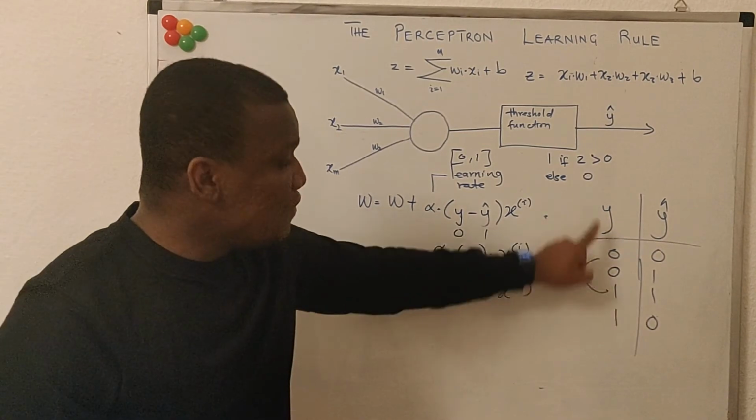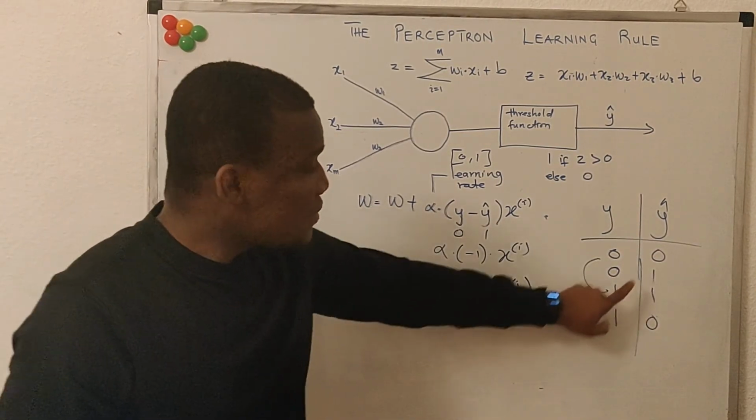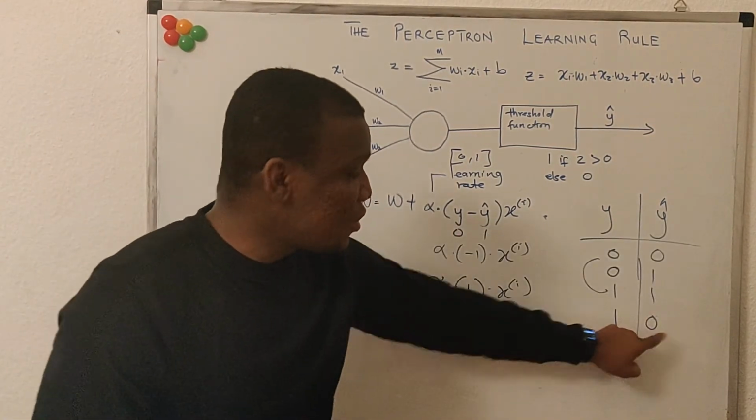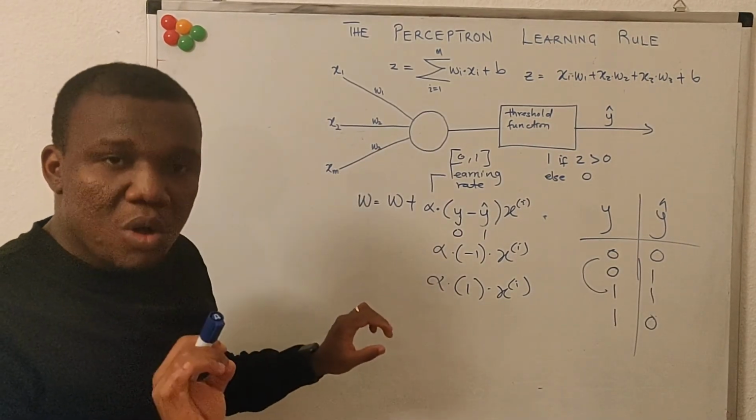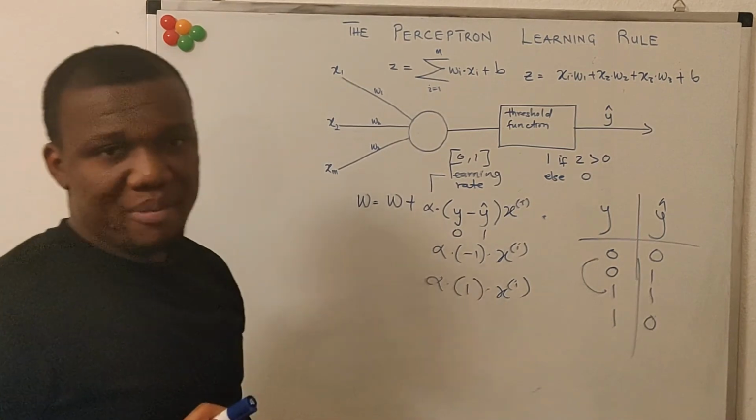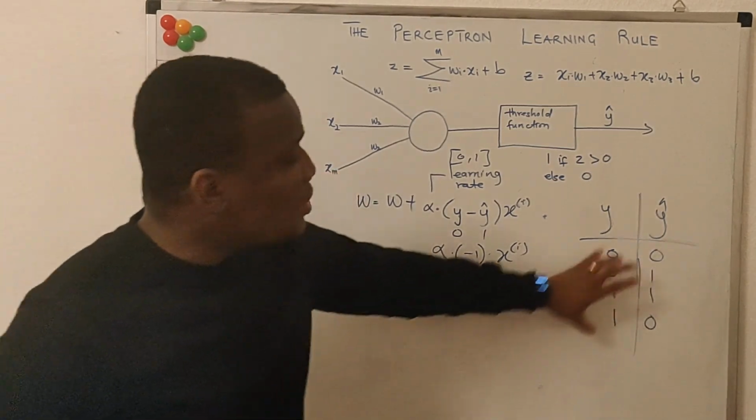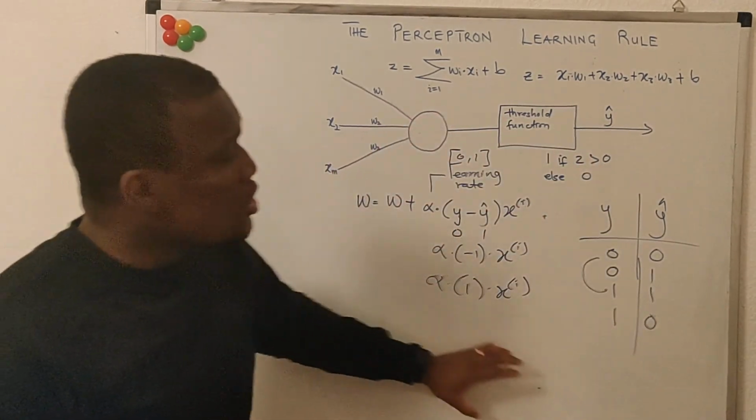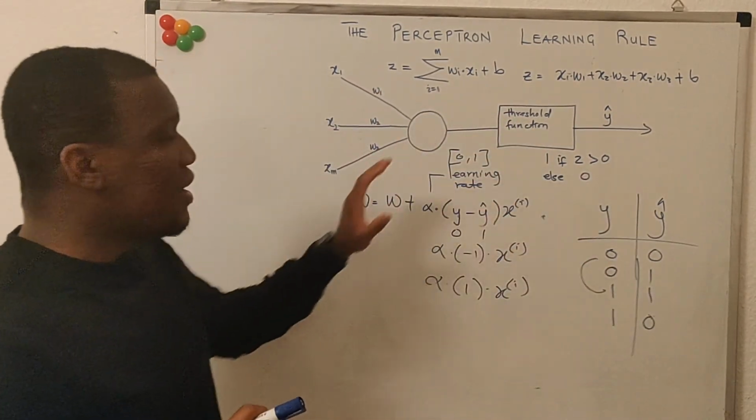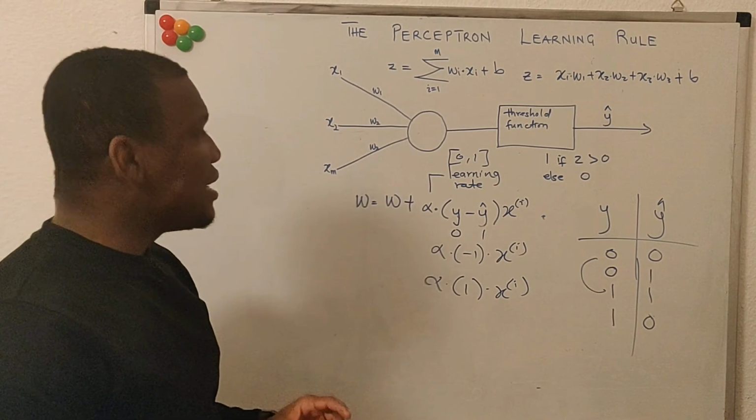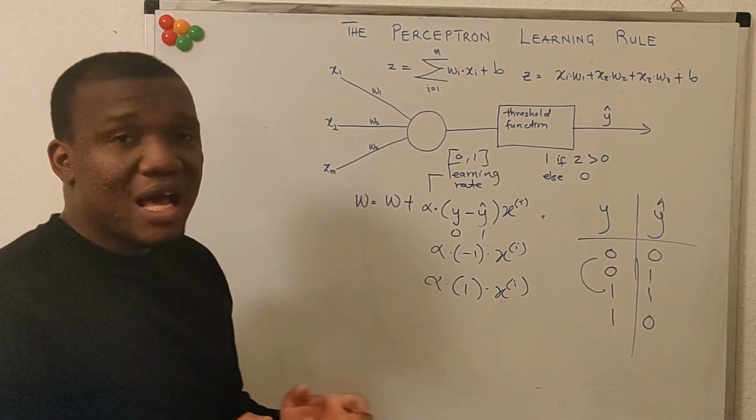So this results in adding something to the weight. It means if the original label is 1 and the perceptron predicted 0, the current values of the weight vector are small, and so we need to bump it up a bit. And this is how the perceptron actually learns. So we keep on doing this over and over up until the point where we say the perceptron learning rule has converged.